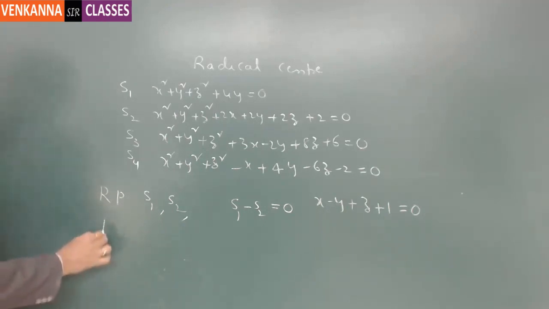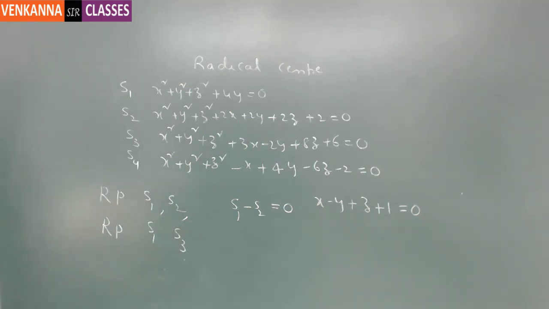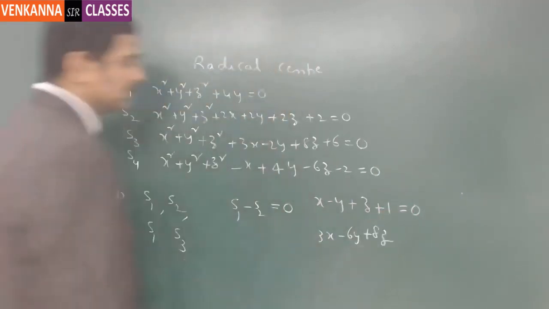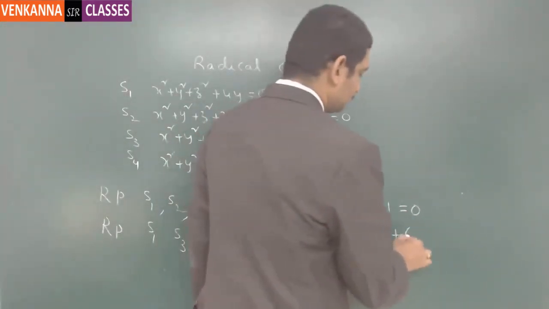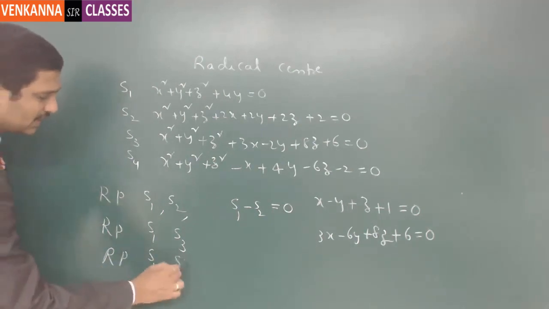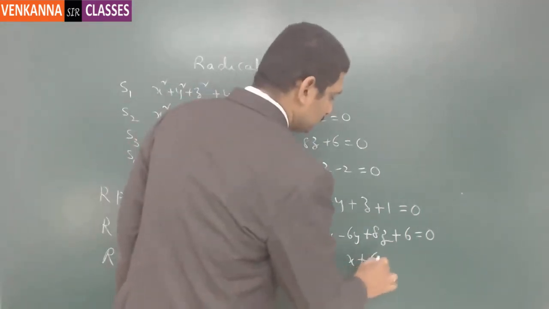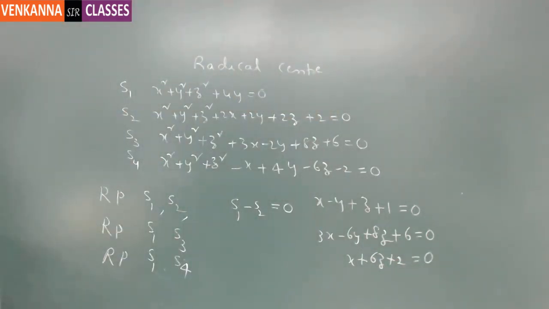So if you want to calculate the radical plane of S1, S3, what I am doing is fixing sphere 1, and for the remaining ones I am calculating the radical planes. If you subtract them, you will get the equation as 3x minus 6y plus 8z plus 6 equal to 0. And you can go for the radical plane of S1, S4, subtracting which you will get that. So after doing with S1, you can take any other things.